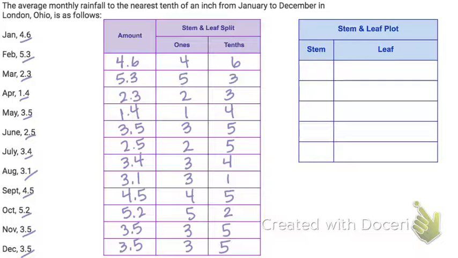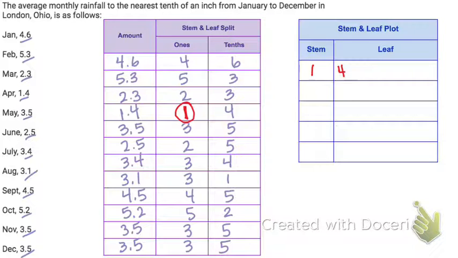So now if we take a look at our data here in our stem and leaf split, we see that our ones range from a 1 all the way up to a 5. So let's start with our first row on our stem and leaf plot that has a stem of a 1. So I'm just going to circle that and look and see if there's any others that have a stem of a 1. And there isn't. So I'm just going to write the stem of a 1, and then what goes in the leaf is the 4. So what this row is telling me is 1.4.